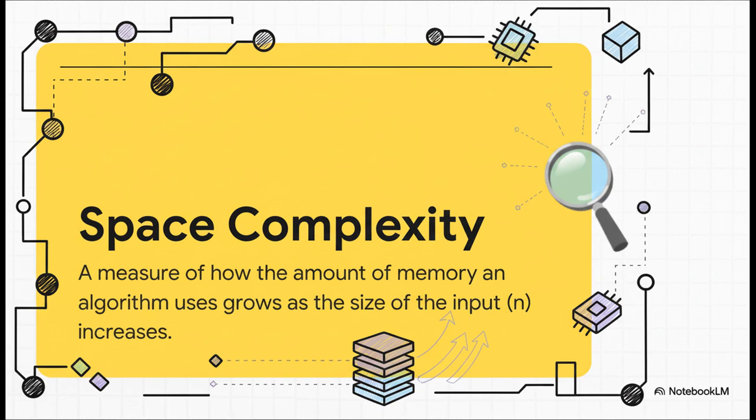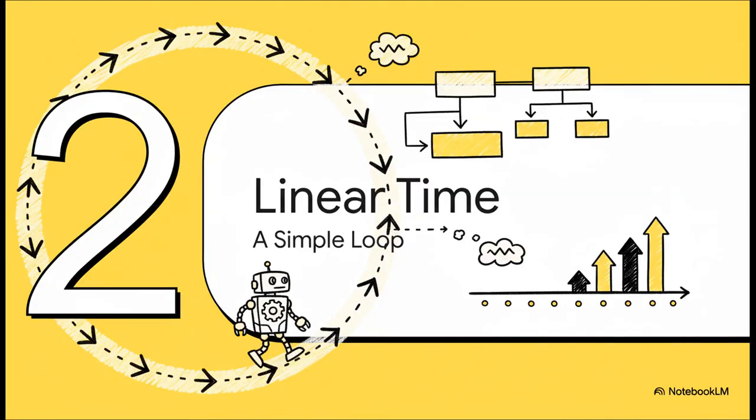This one's all about memory. As you feed the algorithm more data, how much more RAM does it need to keep track of everything? It's definitely crucial, but just to keep things crystal clear today, we're going to park that idea and focus completely on time complexity. All right, enough theory. Let's see how this actually works in the real world.